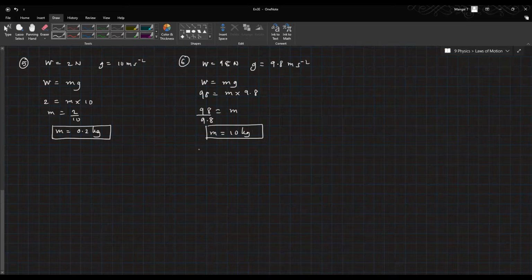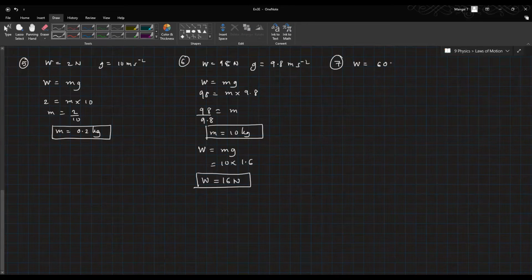Weight on the moon. Weight on the moon is m into the acceleration due to gravity of the moon, which is 1.6. So that will be 16 Newton. So the body which weighs 98 Newton on Earth will weigh only 16 Newtons on the moon.